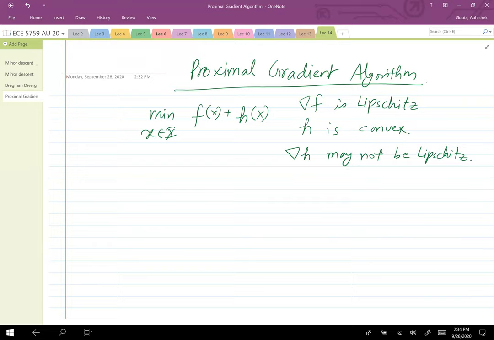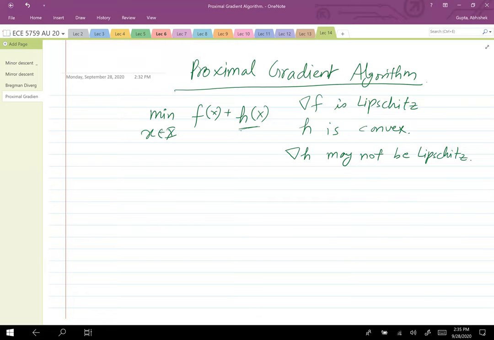All right, so one option is to try to use something like a gradient projection method or mirror descent method here, but because gradient of h may not be Lipschitz, though h is still convex, you may not be willing to use that algorithm because you don't get guaranteed convergence. Or there may be some structure in the function h(x) that you can exploit, but you don't want to take the derivative of the function h. So those are the situations where the proximal gradient algorithm makes sense.